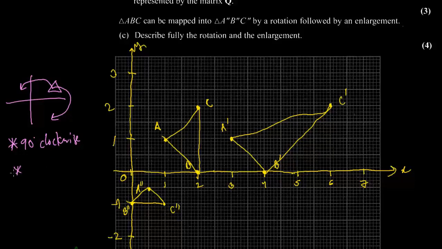So the enlargement has a scale factor of half. That is the enlargement. So when we have to describe the rotation followed by enlargement, the rotation would be a 90-degree clockwise rotation and the enlargement would have a scale factor of half.